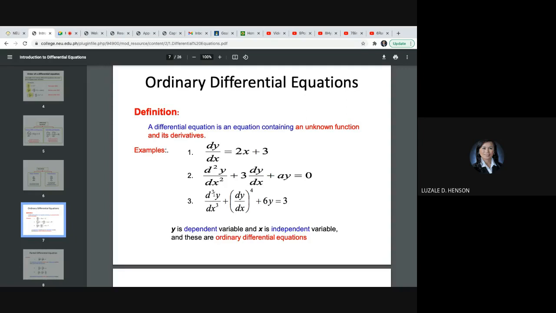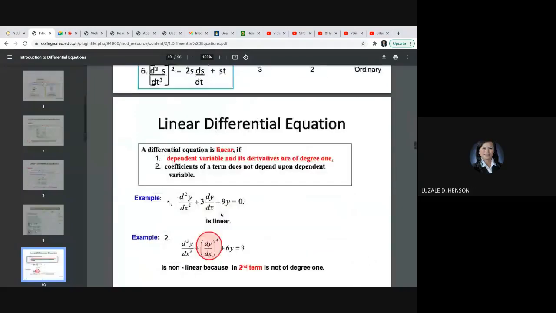Okay, always remember, you look at the highest derivative. In this case, the highest derivative is 3. And that is where you are going to base your degree. And the degree in this case is 1. Right? Okay? Naintindihan nyo? Class? Yes, ma'am. Yes, thank you.